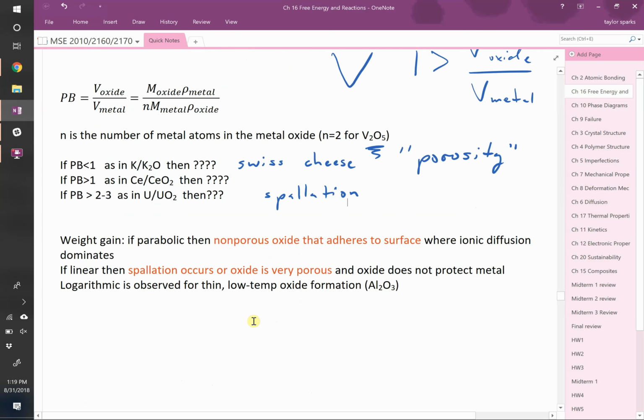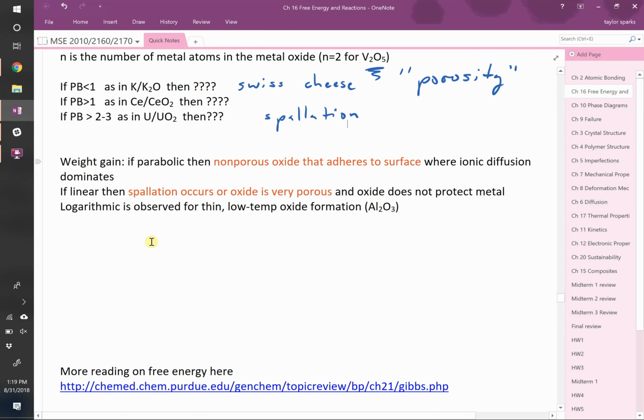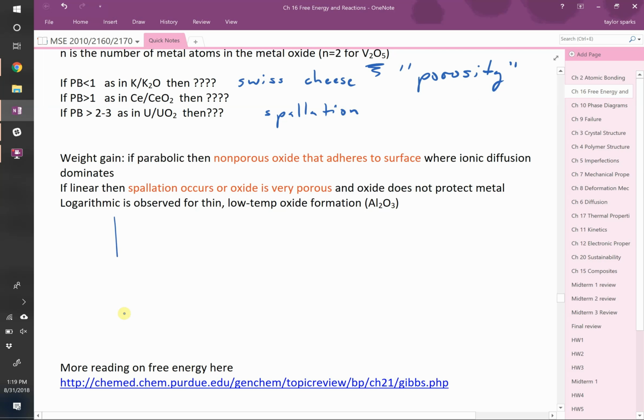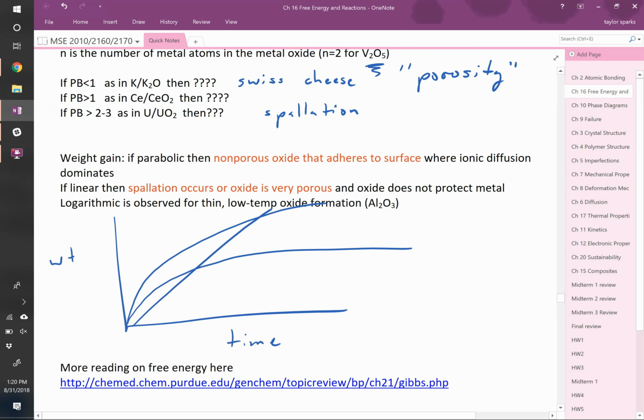You can sometimes observe how the oxide is growing by monitoring the weight. So there's tools to do this. You can take a little tiny pan, put your sample inside of there, heat it up to a temperature, and monitor the weight of that pan over time, assuming that there's oxygen for it to react with. And there's different scenarios, right? If you plot weight gain versus time, linear versus parabolic versus logarithmic represent different growth rates, right?